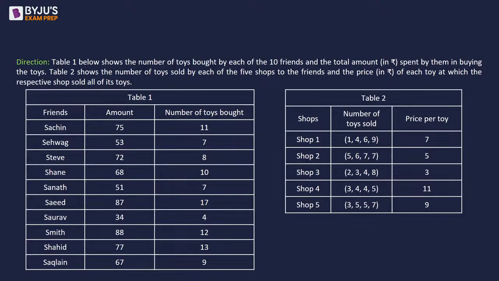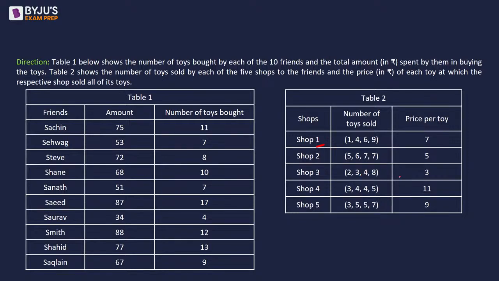Table 2 shows the number of toys sold by each of the 5 shops to the friends and the price of each toy at which the respective shop sold all of its toys. So shop 1, so let's look at table 2. Table 2 says there is one shop who sold 1 toy, 4 toys, 6 toys, and 9 toys of 7 rupees each to 4 of these friends, and so on and so forth.